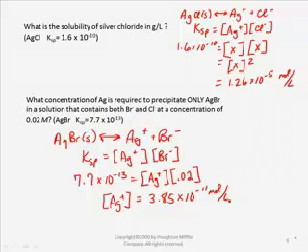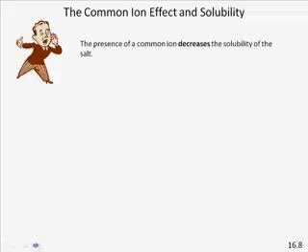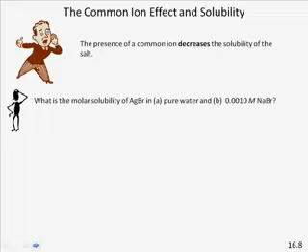So if we have one of our ions present, we're going to put that concentration into our expression. Having one of our ions already present in solution, we call that a common ion effect. And basically, the presence of a common ion is going to decrease the solubility of our salt. So let's look at why that would happen.